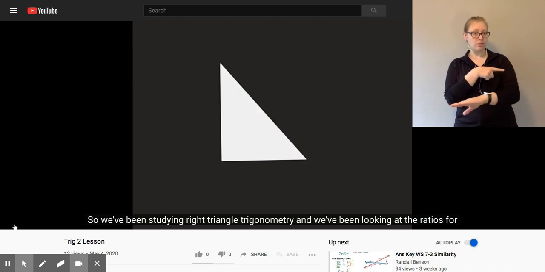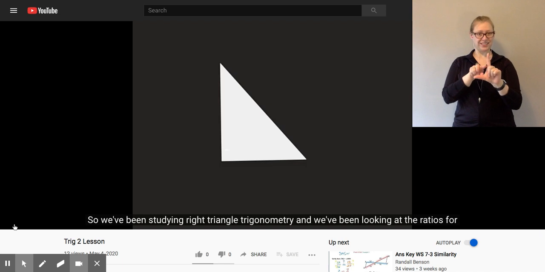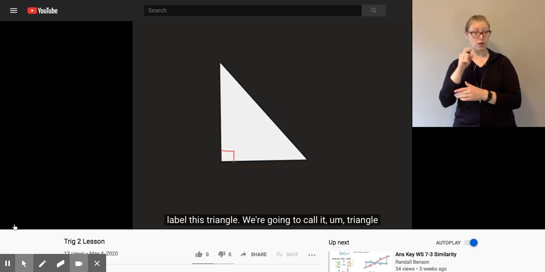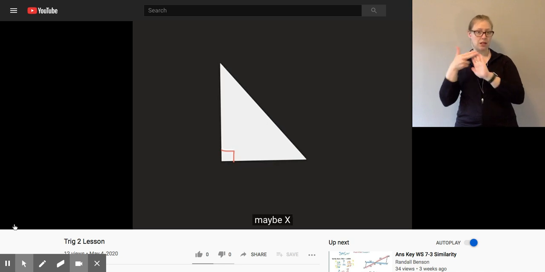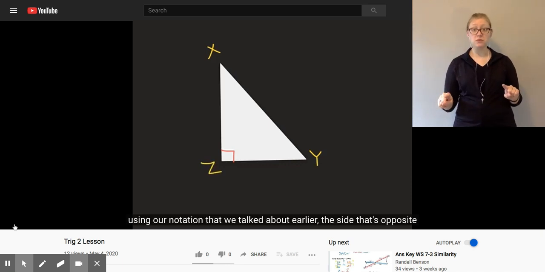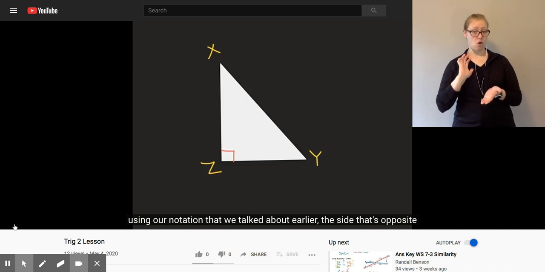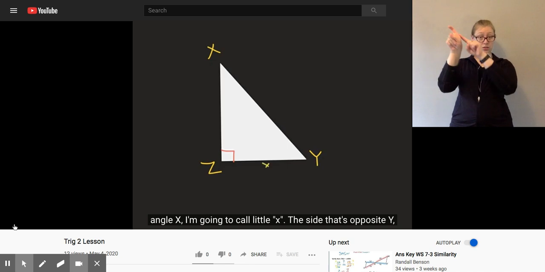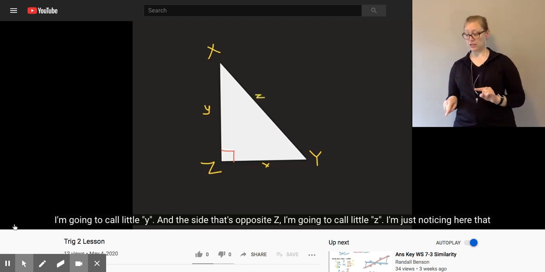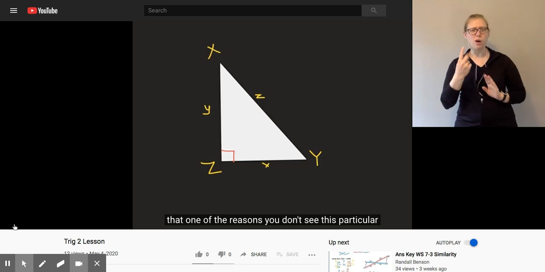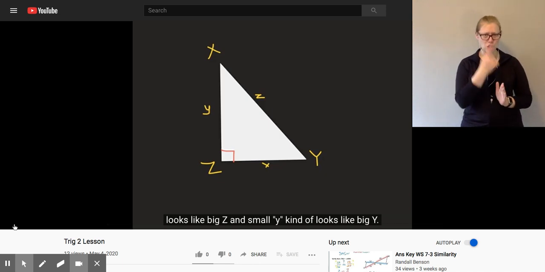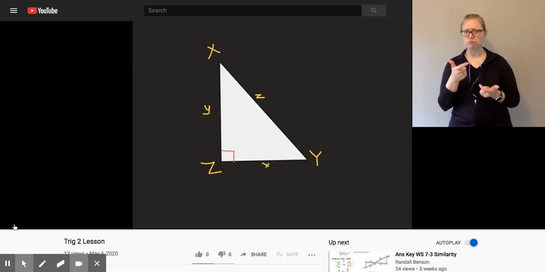So we've been studying right triangle trigonometry, and we've been looking at the ratios for the different side lengths. So I'm going to label this triangle. We're going to call it triangle maybe X, Y, and Z. Using our notation that we talked about earlier, the side that's opposite angle X, I'm going to call little x. The side that's opposite Y, I'm going to call little y. And the side that's opposite Z, I'm going to call little z. And I'm just noticing here that one of the reasons you don't see this particular letter choice a lot of times is that small x looks like big X, and small z looks like big Z, and small y kind of looks like big Y. So maybe this wasn't a good idea.